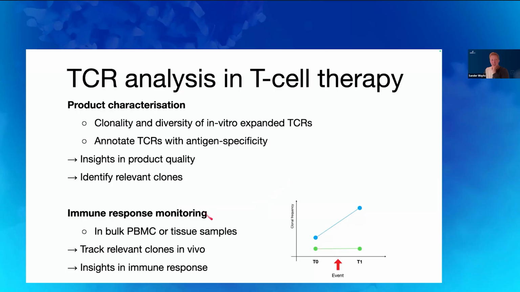People in the TIL field like to use T-cell sequencing, and they use it for two different use cases. The first one would be product characterization, and the second one would be immune response monitoring. Product characterization is interesting because you can then have a look at the clonality and diversity of your in vitro expanded TCRs. You could also annotate the specificity because this would give you some insight into the product quality, but can also help you identify relevant clonotypes.